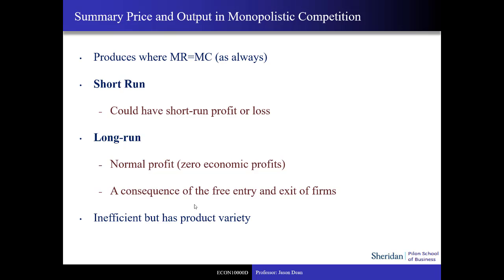And again, the efficiency measures, allocative efficiency and productive efficiency, are not met as they were in perfect competition. So we would expect firms to produce a lower quantity and charge a higher price. And the price won't be equal to marginal cost or the minimum average total cost.